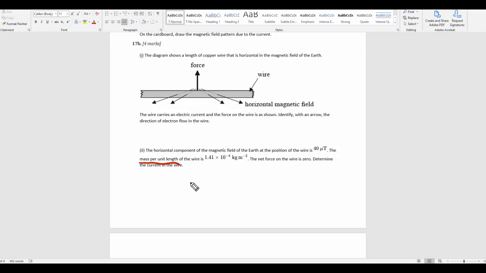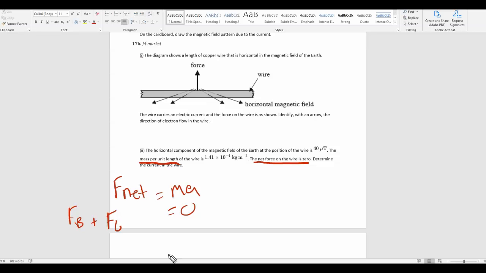We're also told that the net force in the wire is 0. Determine the current in the wire. Okay, so you might be asking, what the heck does that mean? Mass per unit length, what is that? Before you freak out too much, let's just start with this tidbit right here. The net force is 0. That makes me think Newton's second law, F net equals ma. I'm told the net force is 0, and I have two competing forces: magnetic force and gravity.